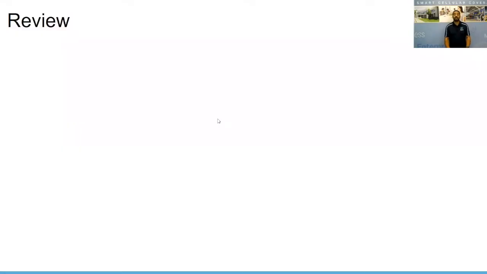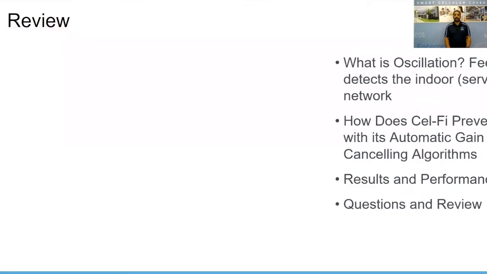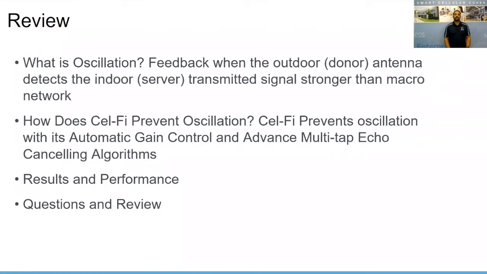Okay, so let's review what we talked about today. First, we talked about what is oscillation. Oscillation is feedback or echo from the transmission of a system back into its own receiver. We used the microphone feedback with the speaker as an example, and then we did a little bit more deep diving into oscillation events in a traditional wideband repeater.